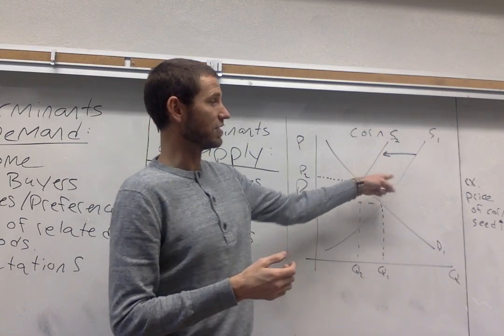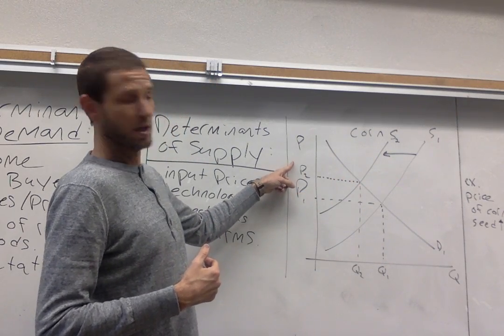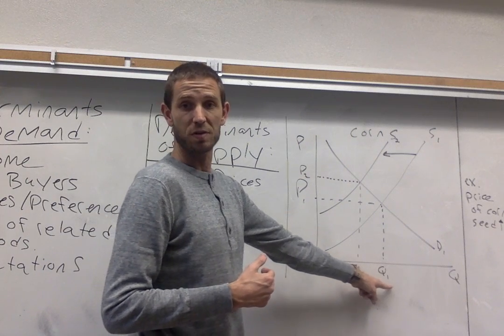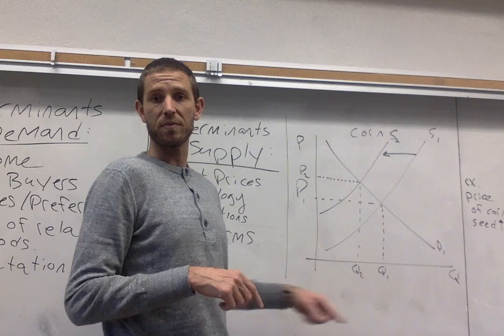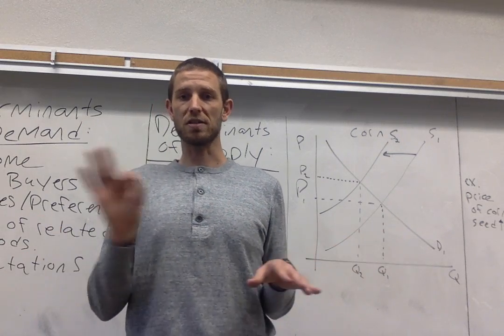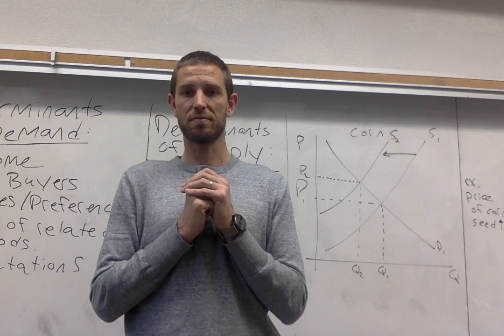So that's a decrease in supply, causing upward pressure on the price of the good. As that good becomes more expensive, people are buying less corn. So the equilibrium quantity is going to go down. Again, the only time that you should adjust the supply curve is when one of these determinants is in fact shifting.